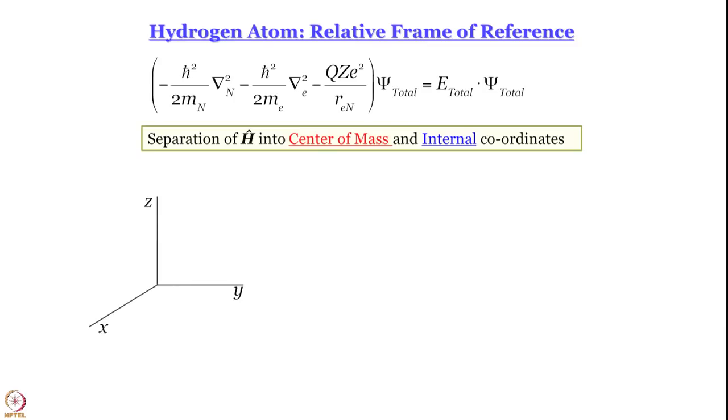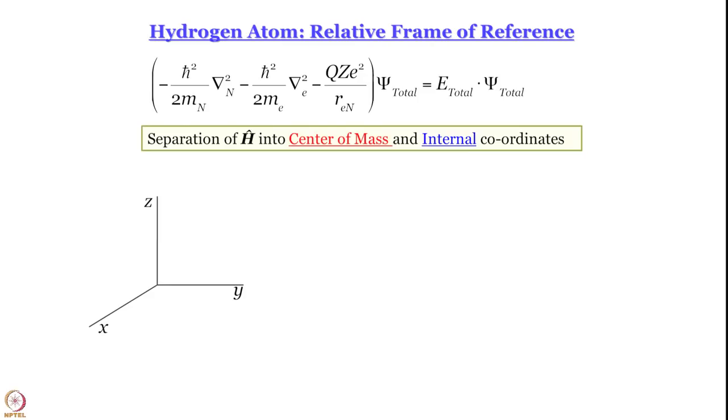If you think of, let us say, the earth and sun combined, are they only moving about each other? The entire solar system is moving. The entire galaxy is moving. So, that motion has to be separated. Unless we separate it, we will have too many terms and we will not be able to solve it. So, we have to separate the Hamiltonian into center of mass and internal coordinates.